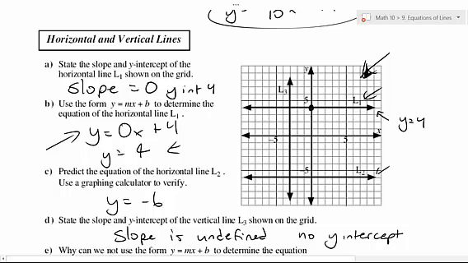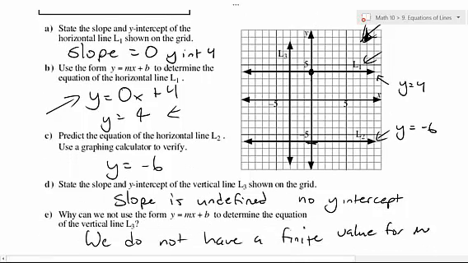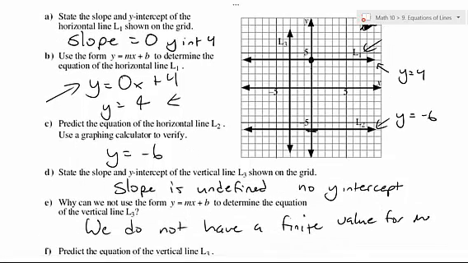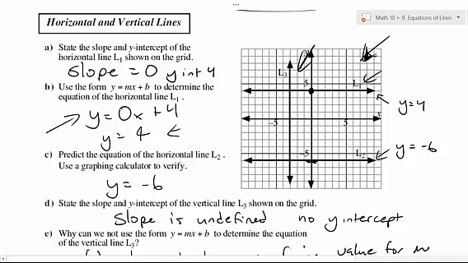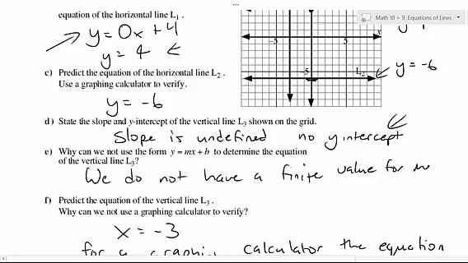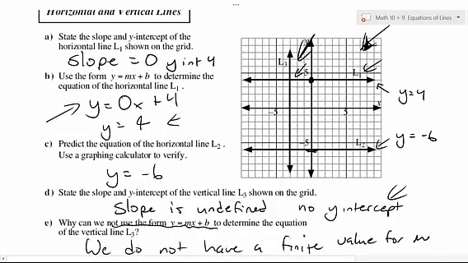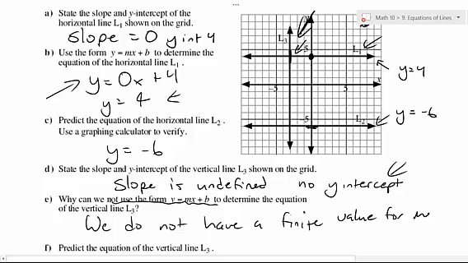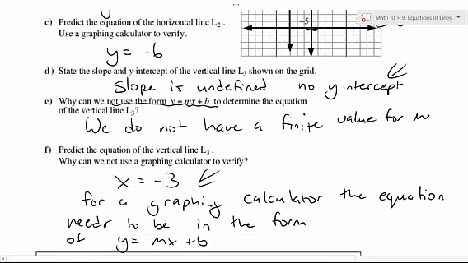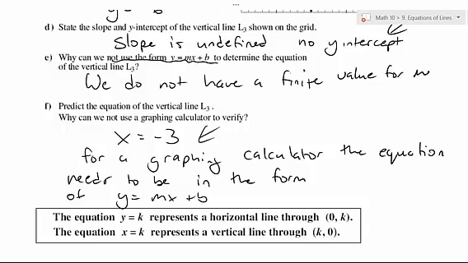So let's take a look at line number 2. Well, this would be y equals negative 6, okay, because that's where it is, at negative 6. When we look at line number 3, hey, there is no slope that we can define, okay? The slope is undefined, and it never touches the y-intercept, so there is no y-intercept. So because we do not have a finite value for m, we cannot use the form mx plus b. All we can do is say, well, it's got an x-intercept of negative 3, so we would just say x equals negative 3.